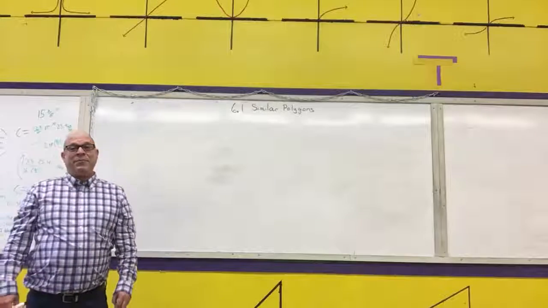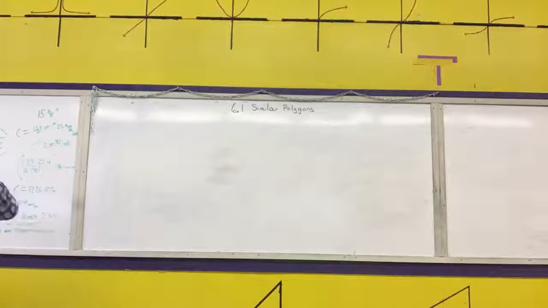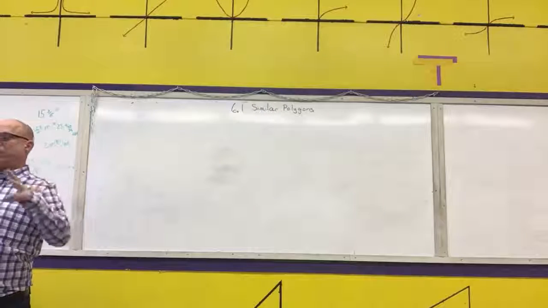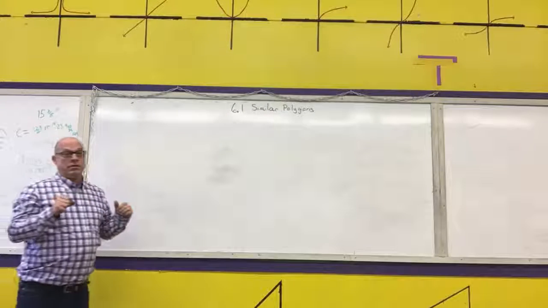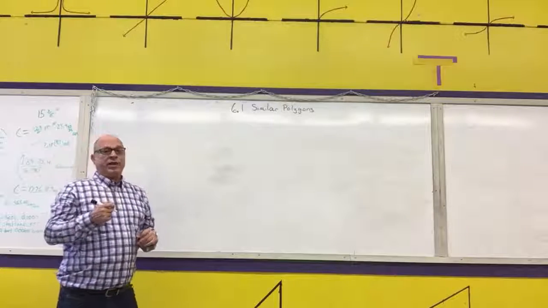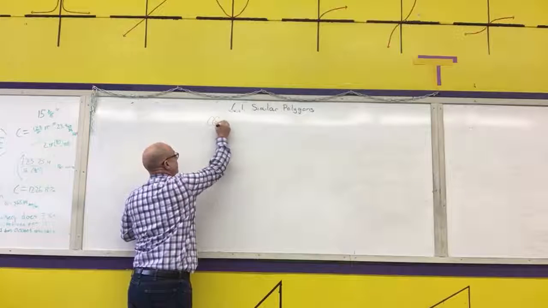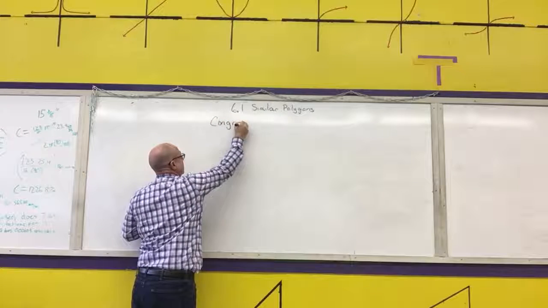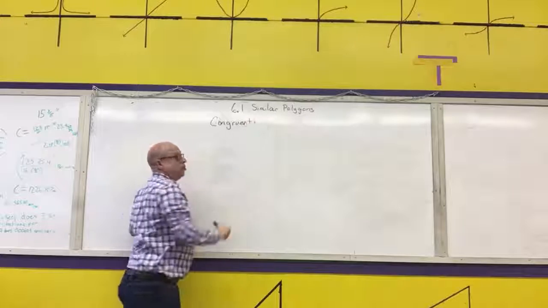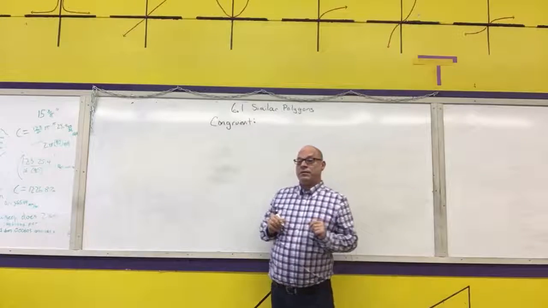Okay, can somebody remind me what it means for two polygons to be congruent? What was the first way that we proved that two polygons were congruent? Let's make it easy. What was the first way that we proved two triangles were congruent? What does the word congruent mean? Same.